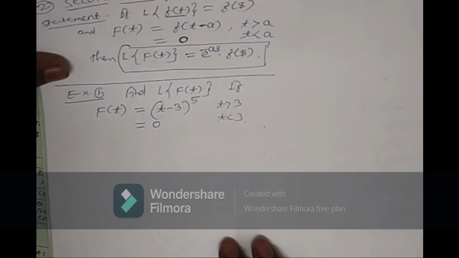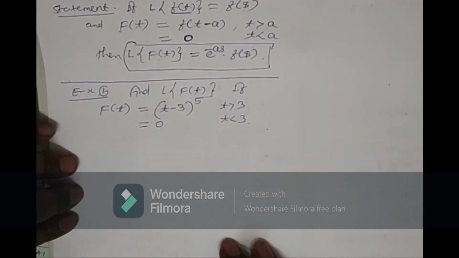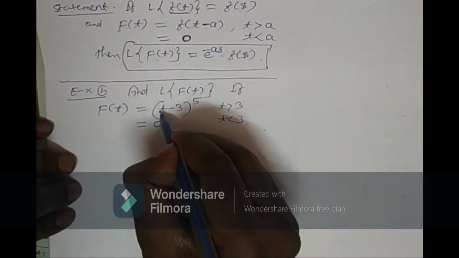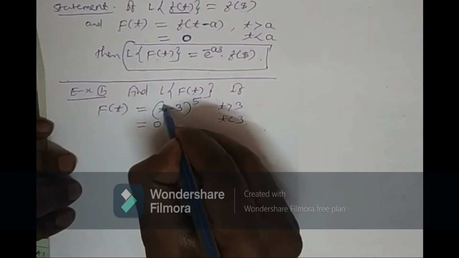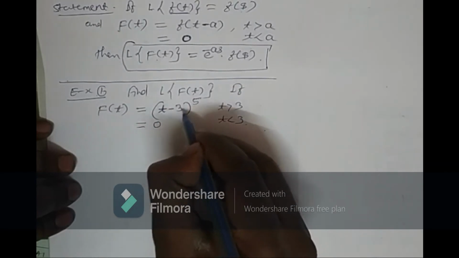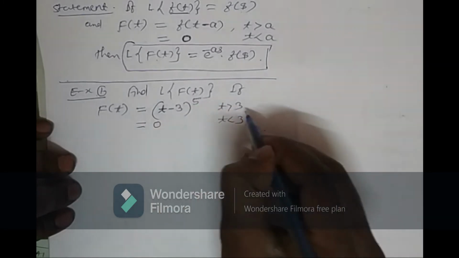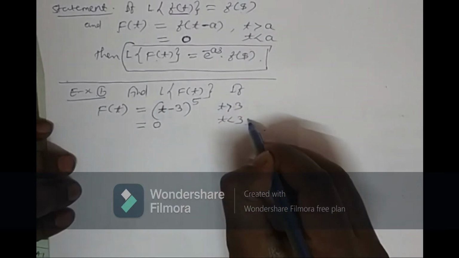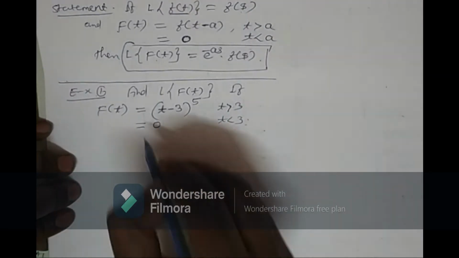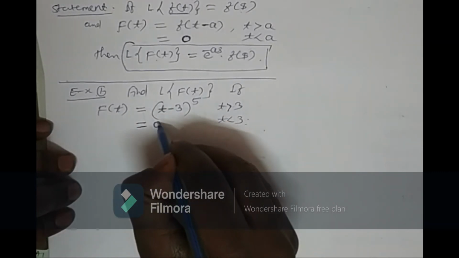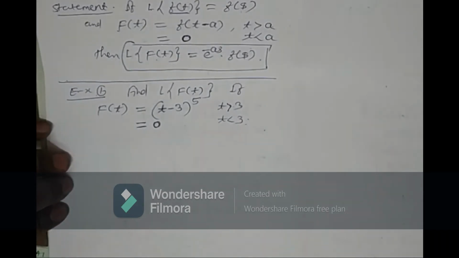How to identify that this example is of the second shifting property? If you observe this function, it is in the form of t minus a, t minus something, and whatever that something is should be there in the condition too. So t minus a, t greater than a, and equal to 0, t less than a. And one more important term to identify is this 0. The second term must be 0.